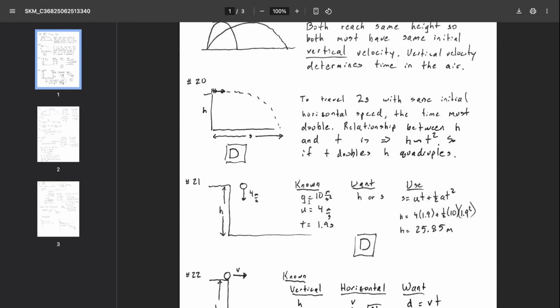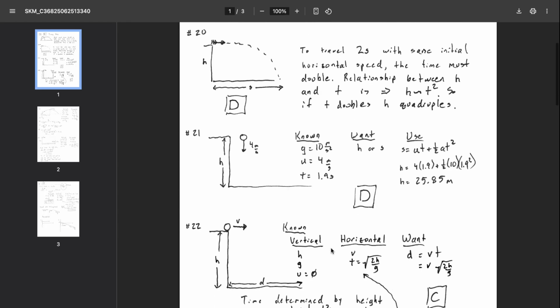So always write down your knowns. g is equal to 10 meters per second squared. I labeled down as positive. u is going to be 4 meters per second. Time is 1.9. You want h or s. I call this height, but height is displacement in this case. So just use this equation. Displacement is initial velocity times time plus 1/2 acceleration times time squared. When you work that out, you get 25.85. The only answer remotely close to that is D.